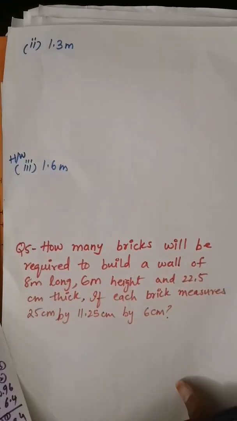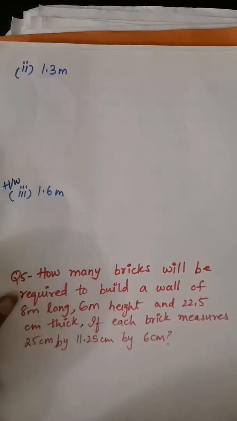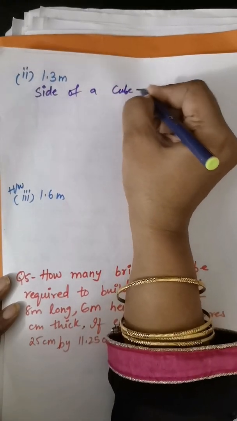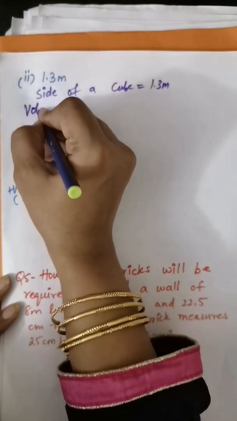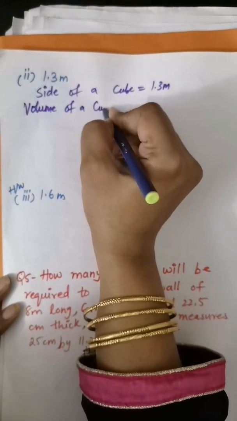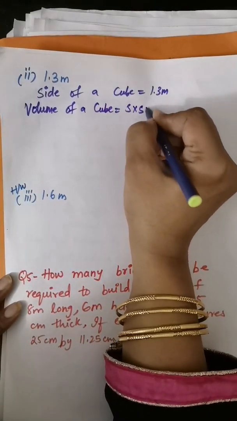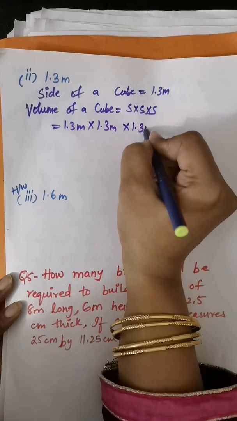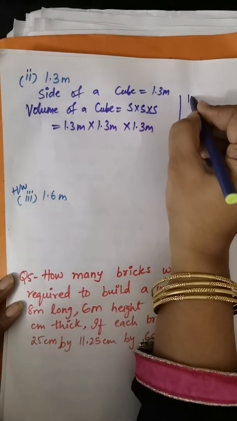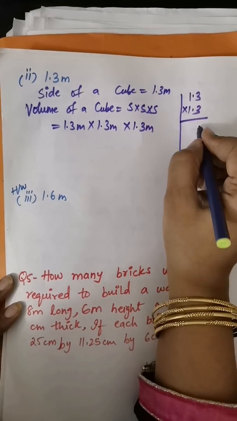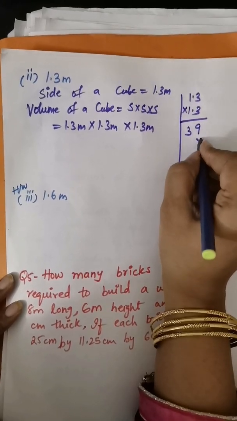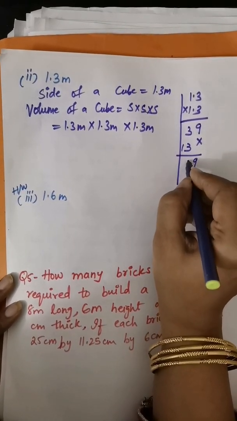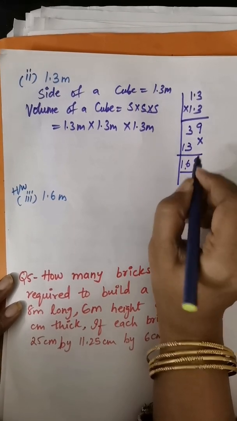Now next is 1.3. The side of a cube is equal to 1.3 meter. What is the formula? Volume of a cube is equal to side into side into side. That is 1.3 meter into 1.3 meter into 1.3 meter. In a rough column, multiply 1.3 into 1.3. 3 3s are 9, 3 1s are 3. Cross mark, 1 3s are 3, 1 1s are 1. So 9, 6, 1. 2 numbers after the dot.